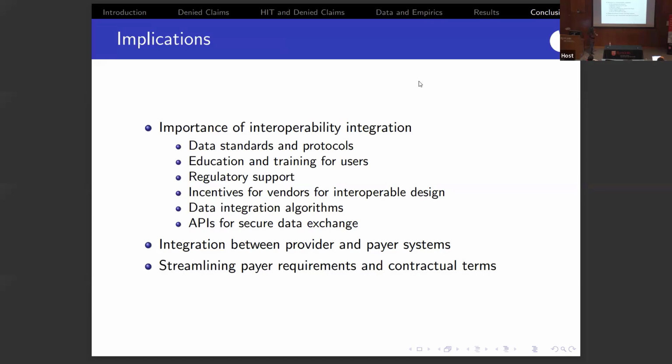And so these are some ideas that we haven't explored in this project, but they are likely important. The integration of the systems between the provider and the payer, and streamlining these changes in the payer requirements and contractual terms for the providers to be aware of these issues, again, are important parts of this process. So these could be good ideas for future research.